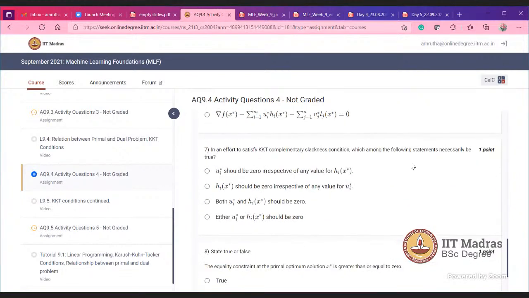For the seventh question, we have the complementary slackness condition. Which will be true? It is tricky. It is u_i into h_i of x star equal to 0. That is your KKT complementary slackness condition. For that condition to hold, either of them should be 0. There is no restriction that u_i has to be 0 or h_i has to be 0, so these two options go off. The option saying u_i star should be equal to 0 is not our dual feasibility condition, which says it can be less than or equal to 0. So at that time, either u_i or h_i should be 0.